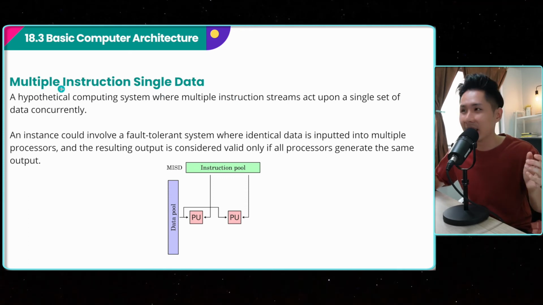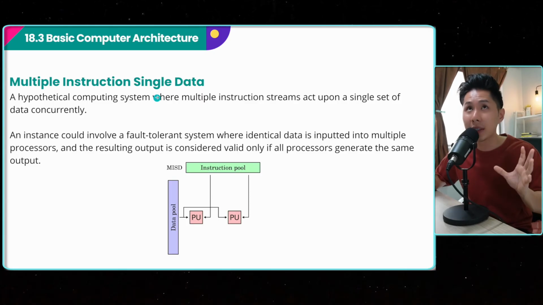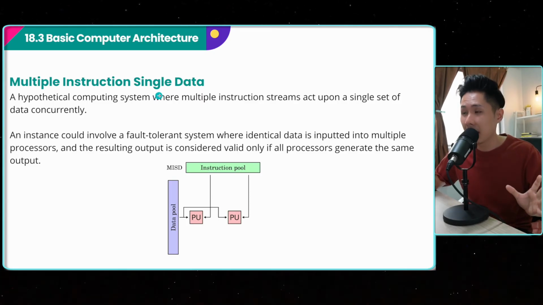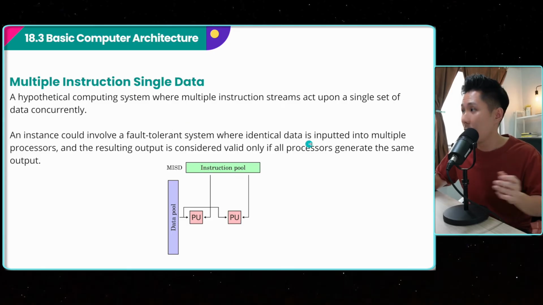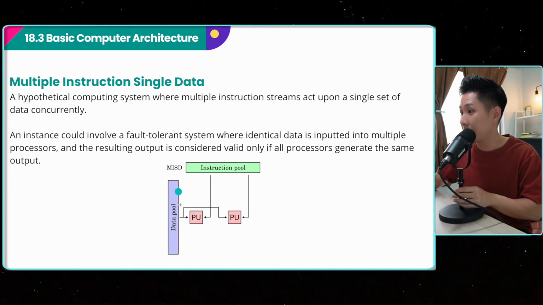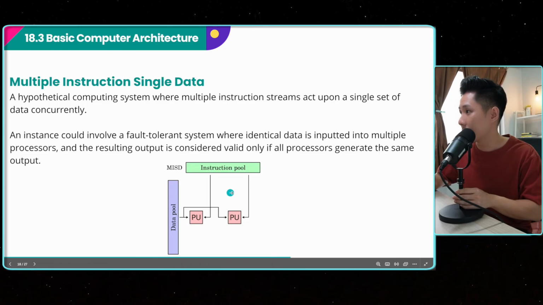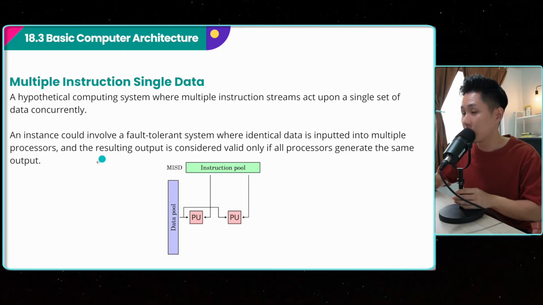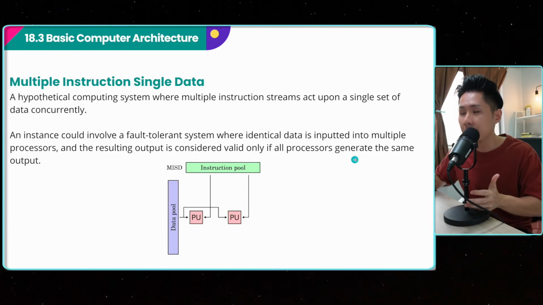According to the book, it's a hypothetical data, which means that not a lot of processors use it. But an instance that I can find is a fault-tolerant system where identical data, the same data, is being instructed to multiple processors, and each processor will run a different instruction. Okay, so that's multiple instruction, single data, not very common.